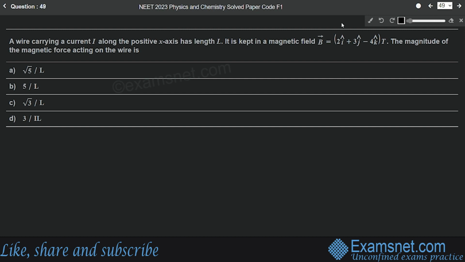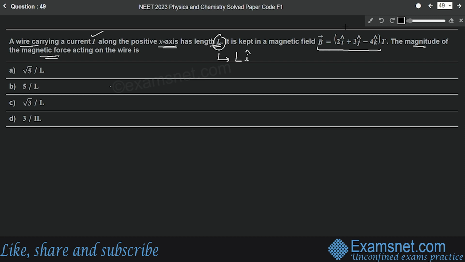Now question number 49 is related to magnetism as well as vectors, and the question is, a wire carrying a current I along the positive x-axis has length L. It is kept in a magnetic field vector B equals 2i cap plus 3j cap minus 4k cap Tesla. The magnitude of the magnetic force acting on the wire is. Okay, so a wire of length L is lying along the x-axis, so its unit vector will be i cap. So it can be written as L i cap, right?